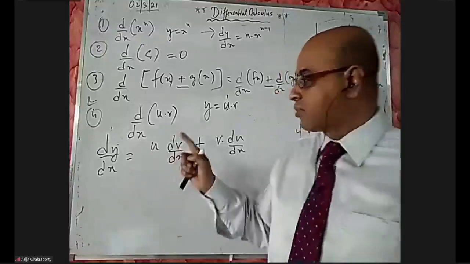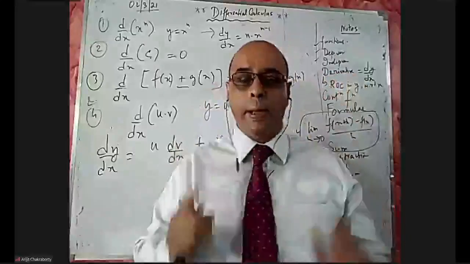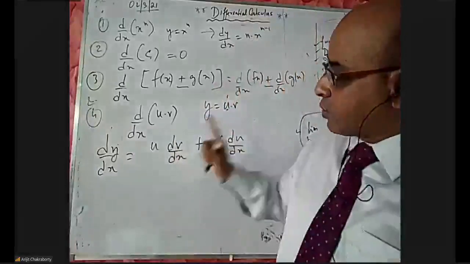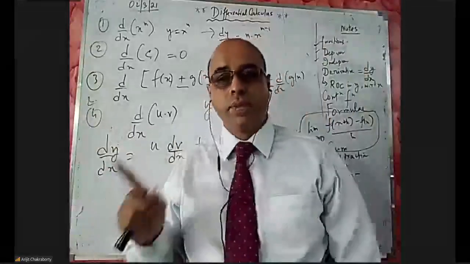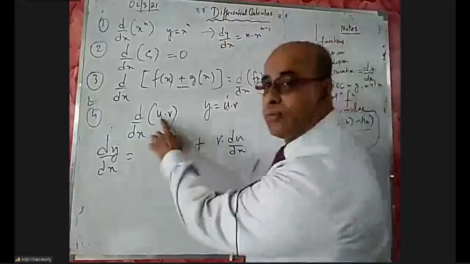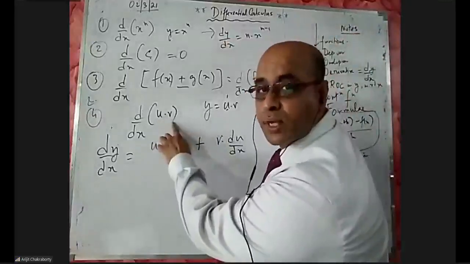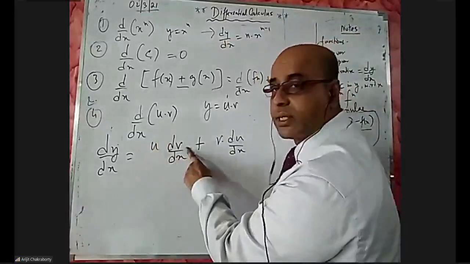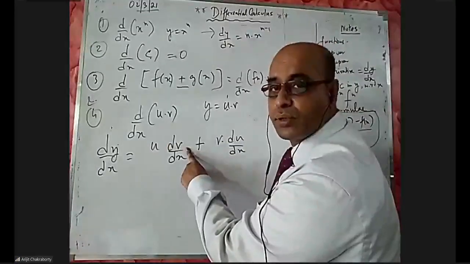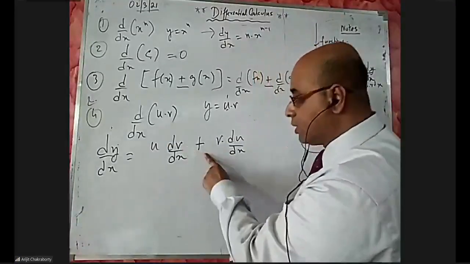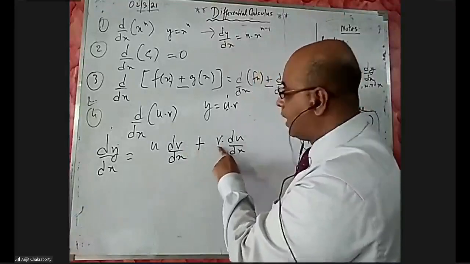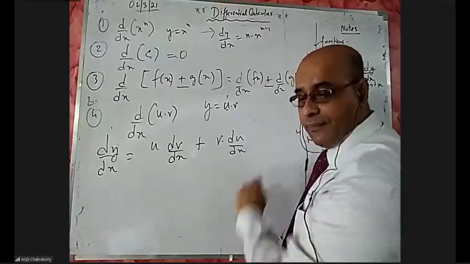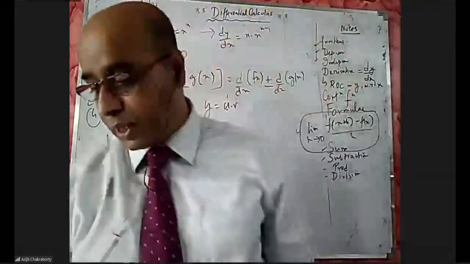So please remember the product rule and the division rule. There are some differences which you need to know. In the case of the product rule, u is the first function and v is the second function. The first function is kept outside. We deal first with the second function and find its differential coefficient, plus I put the second function outside and find the differential coefficient of the first function. Okay, so this is for multiplication.